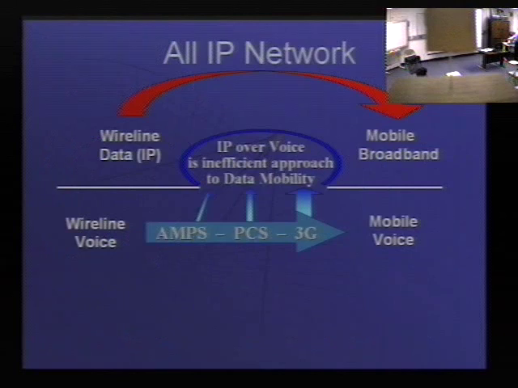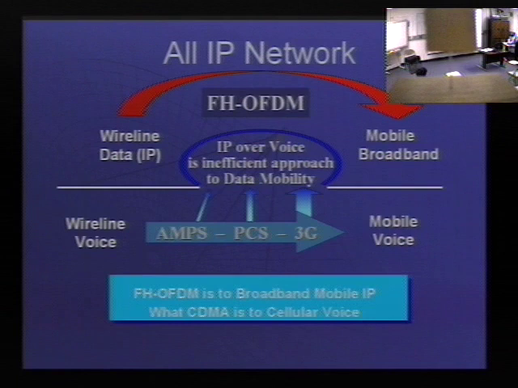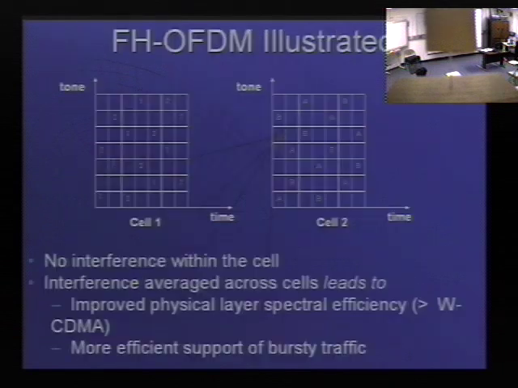So this is what the wireline data IP network moved to the mobile network, just like what wireline voice did moving to mobile voice. In this, I based the system on frequency hopping OFDM as the physical layer design. We know OFDM is orthogonal, but this is only true within the cell. When you have inter-cell, this kind of orthogonality isn't guaranteed.